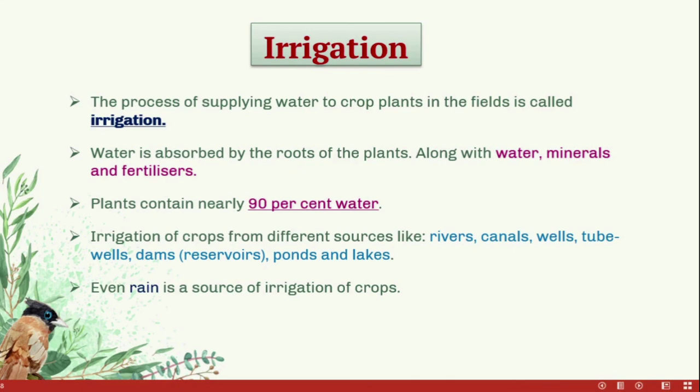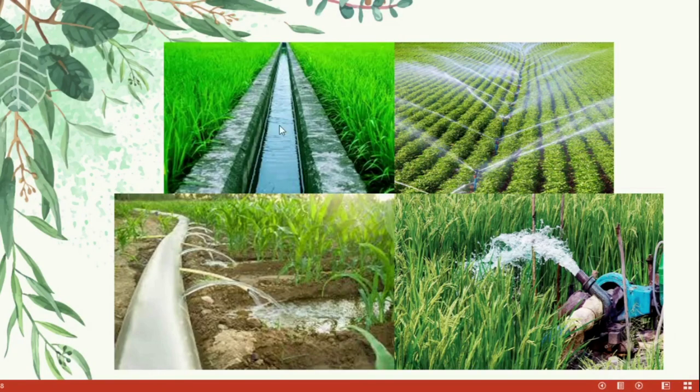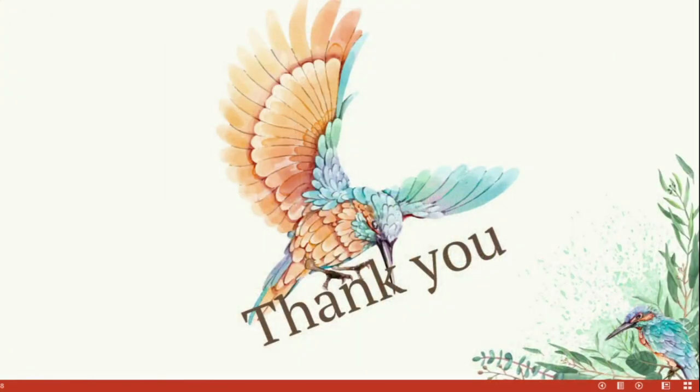You have to know that plants contain nearly 90% of water. How many percent? 90% of water. Crops are irrigated from different sources like rivers, canals, wells, tube wells, dams, ponds and lakes. From these sources we can irrigate. The main important thing is that rain is a source of irrigation of crops. So rain is the main one. Look at the picture. These are all examples of irrigation. I hope you all understood.